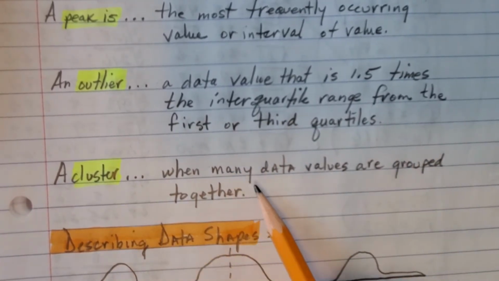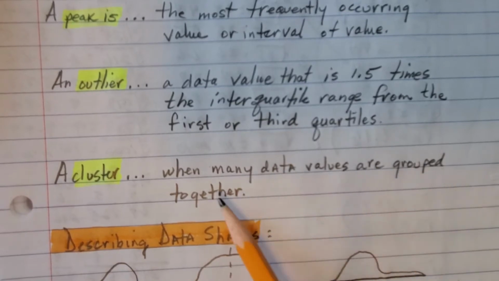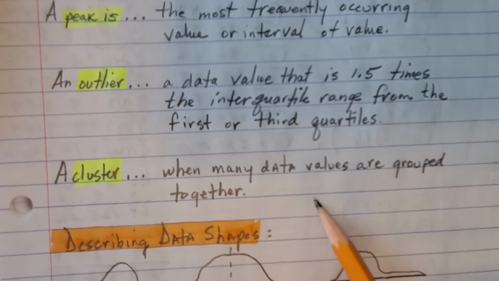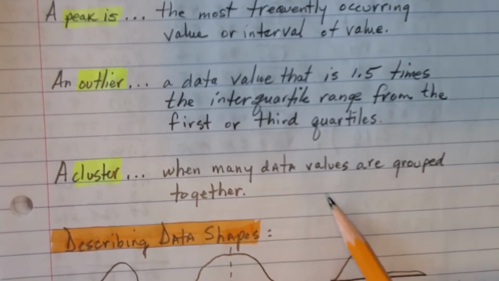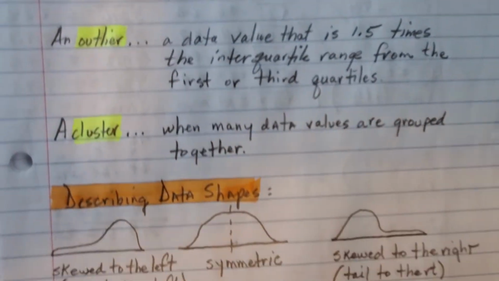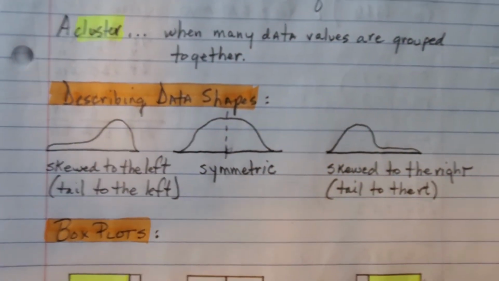And a cluster is where many data values are grouped together. Okay, just a bunch of data in one spot. That's called a cluster. All right, so describing shapes.